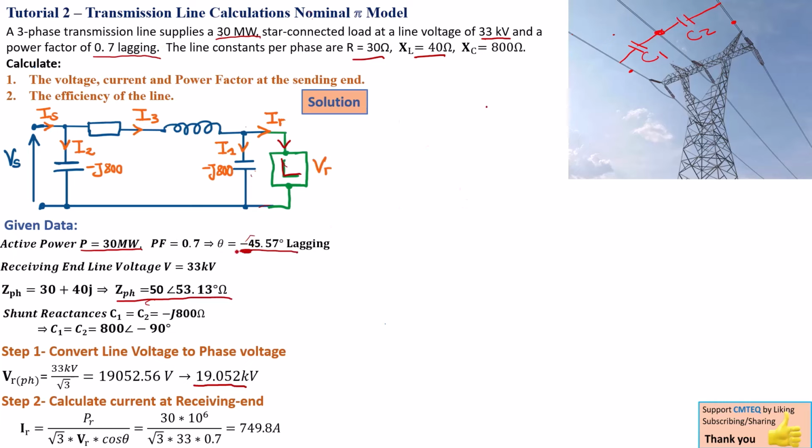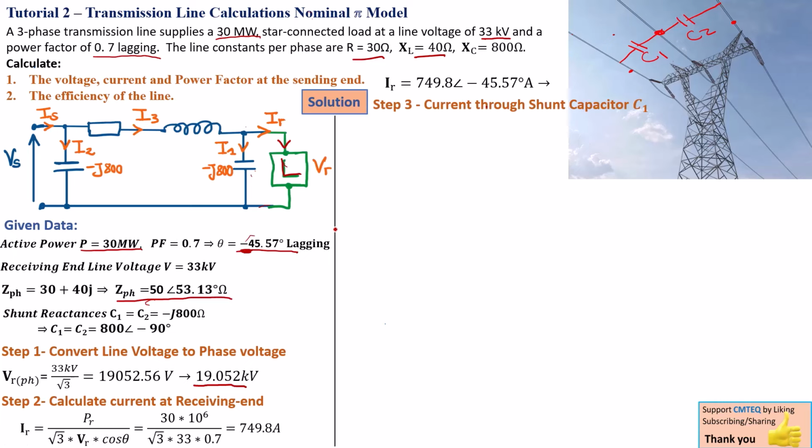We know that the angle between the voltage and the current is negative 45.57 degrees. So we simply state that our current is 749.8 with an angle of negative 45.57 degrees. Then we continue to step 3. Now we have this current.